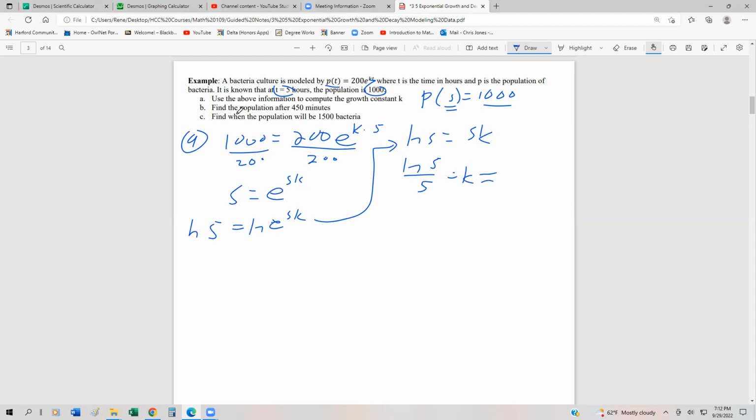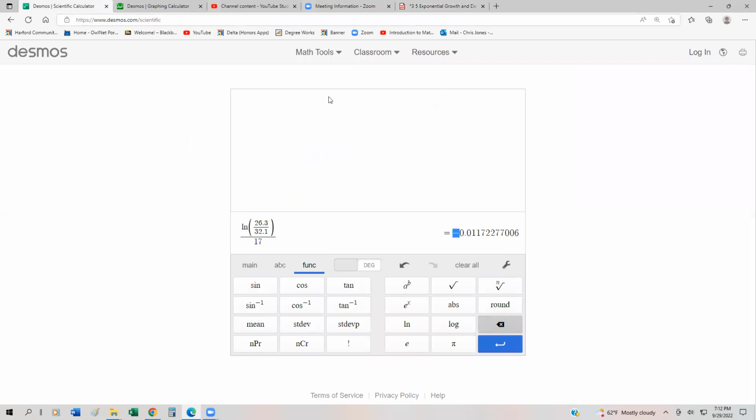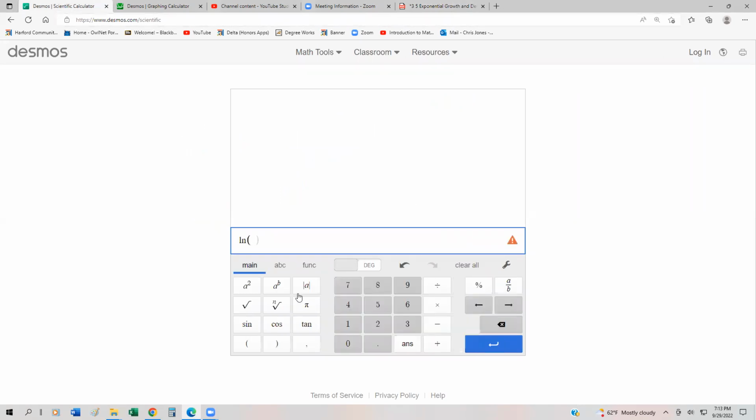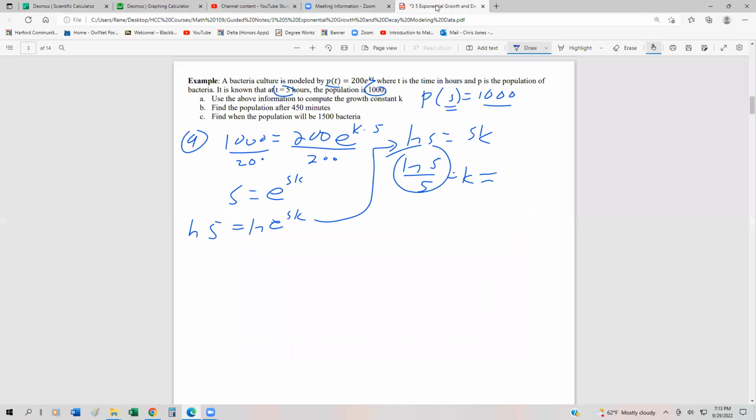All right, and let's go ahead and approximate that. This is the exact value, but we might want to approximate it just to make sure. So let's just go in here, clear this all out, and we have ln 5 divided by 5. And that gives us 0.3219, if I wanted to round to 4 decimal places. So that's all we have to do to be able to find the growth constant k.